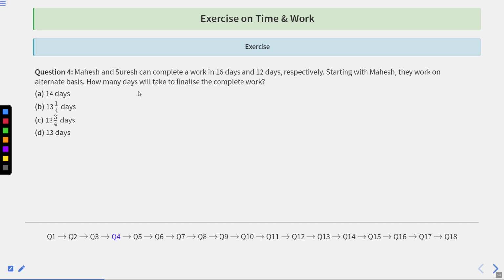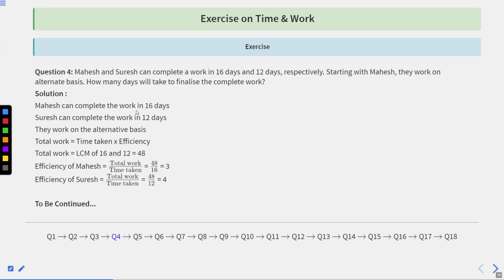Question number 4. Mahesh and Suresh can complete a work in 16 days and 12 days respectively. Starting with Mahesh, they work on alternate days. How many days will they take to finish the complete work?